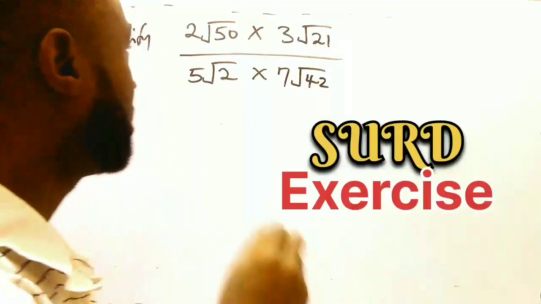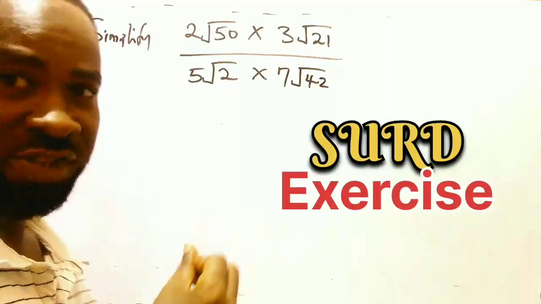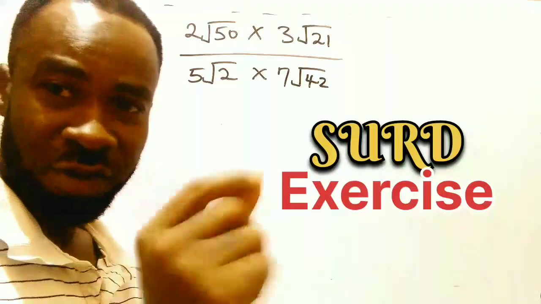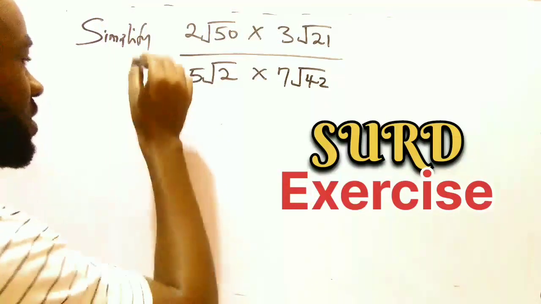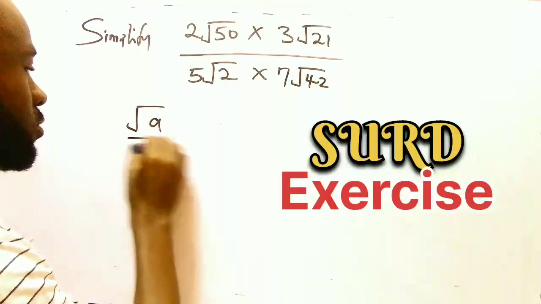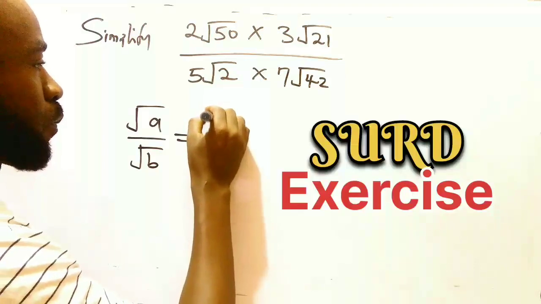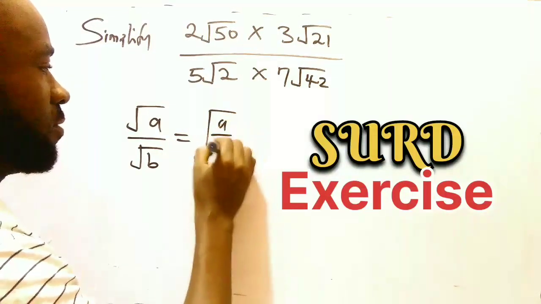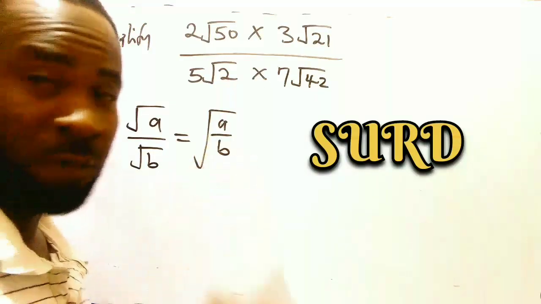Now, the best way we can do this to save both time and get accuracy is, let's first of all recall our rule for division. Remember that there is a formula that says root a divided by root b is equal to root a over b. Can you remember this formula? I explained it in my last video.